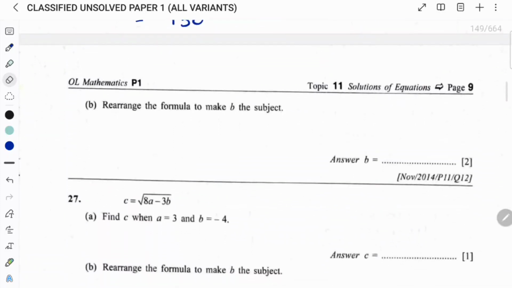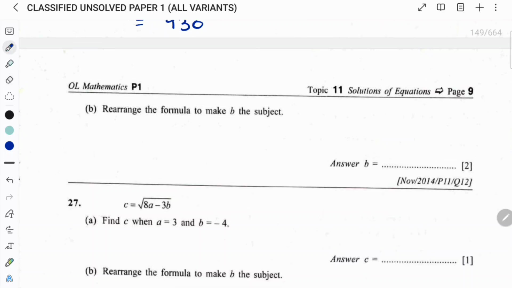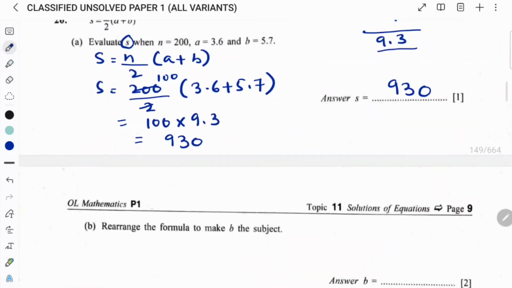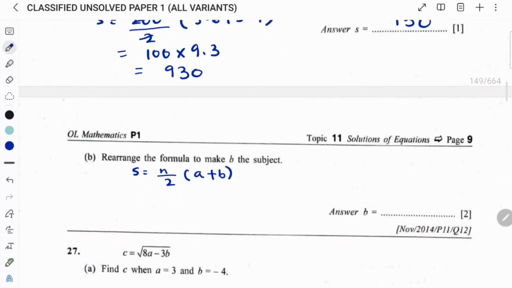All right, the next part of the same question: rearrange the formula to make B the subject. So what was the equation? S is equals to n over 2 times a plus b. Copy it down. We'll have to make b the subject. So we can write down n over 2 times a plus b is equals to s. We are writing it on the left hand side because b is required.